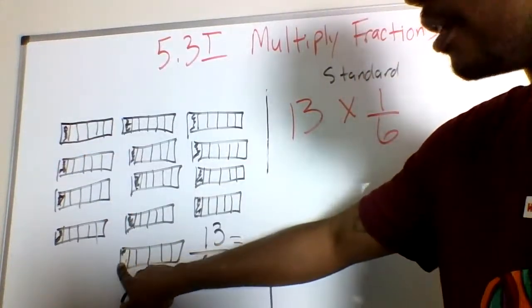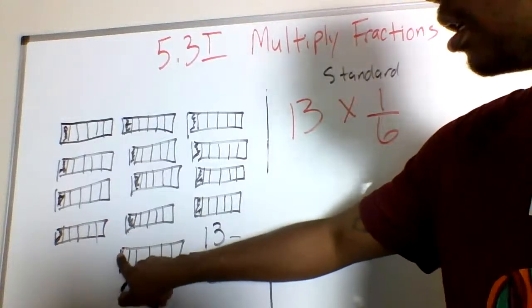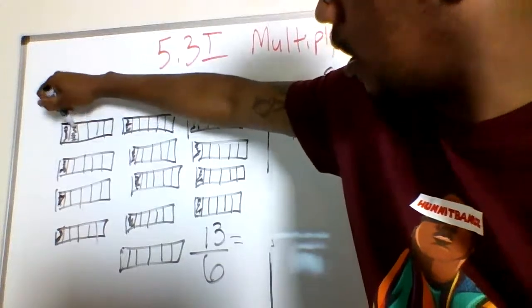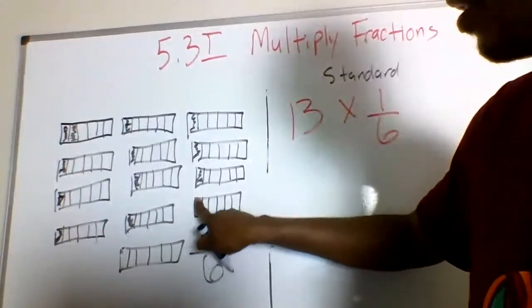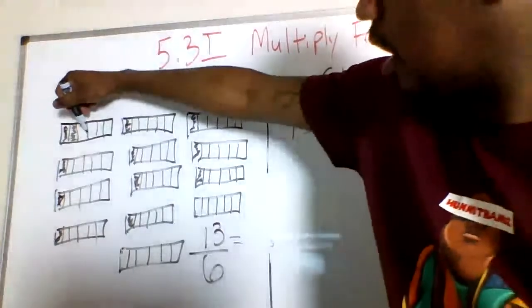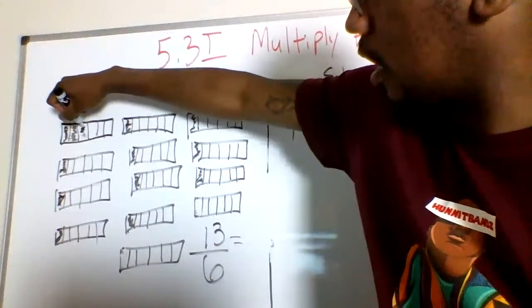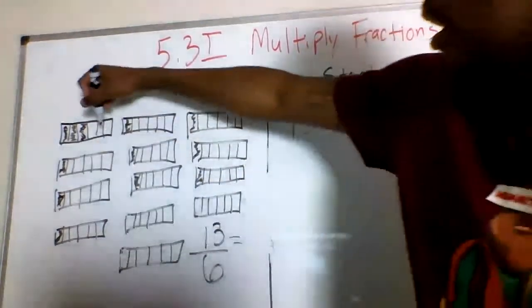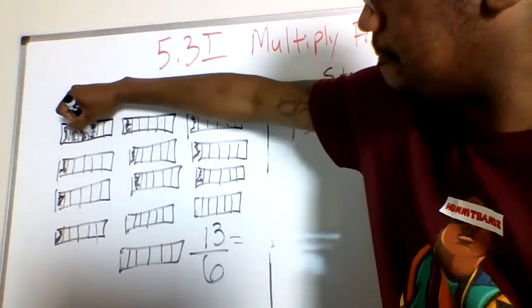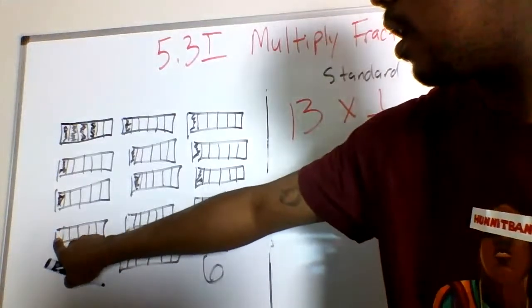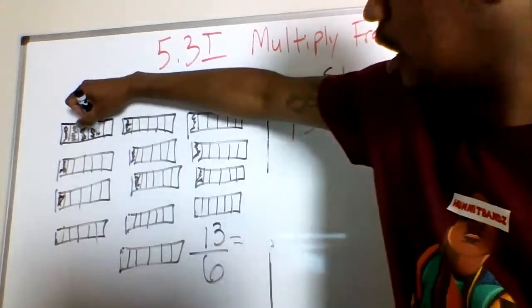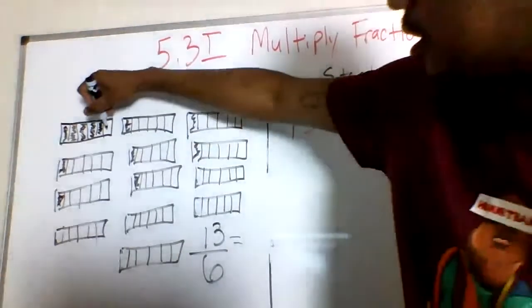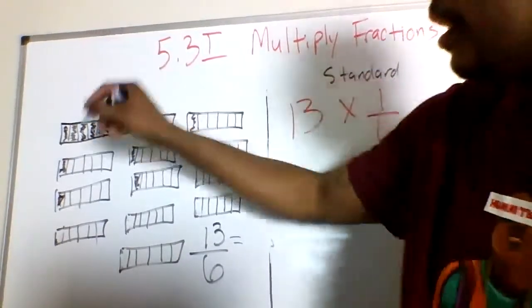So if I take off this 1/6 and put it right there. Then take off this 1/6 and put it right there. Then take off that 1/6 and put it right there. That 1/6, put it right there. And this 1/6 and put it right there.